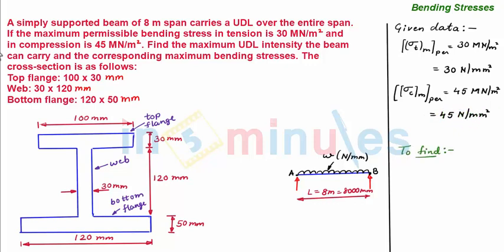Next, in the problem we have been asked to find the maximum UDL intensity which the beam can carry, that is W. Second, they have also asked the corresponding maximum bending stress which is induced in the beam. So we have to determine for this value of maximum loading the maximum permissible bending stress.